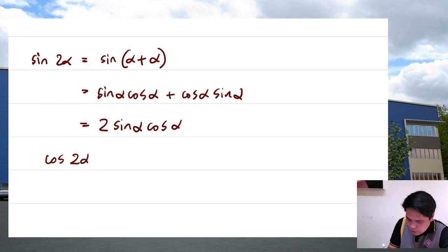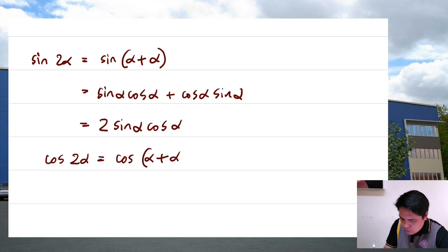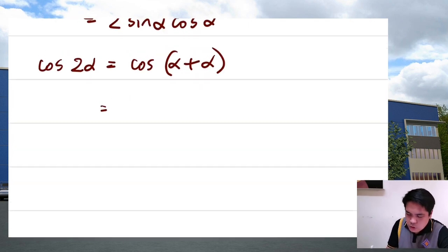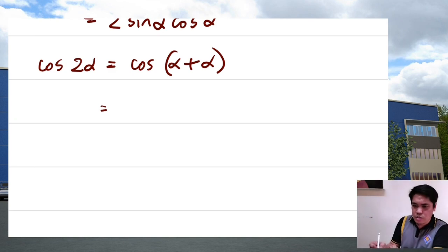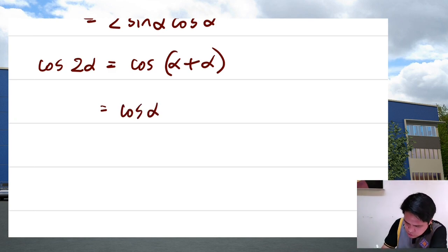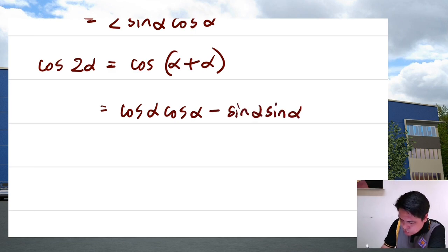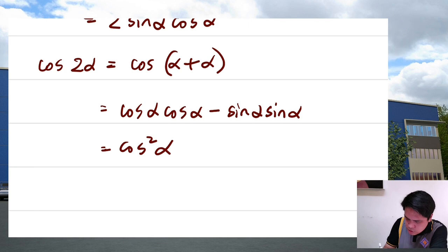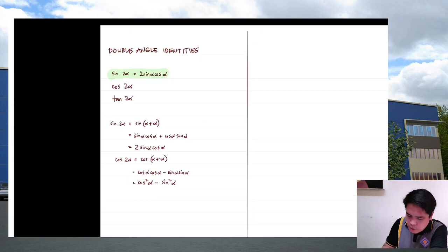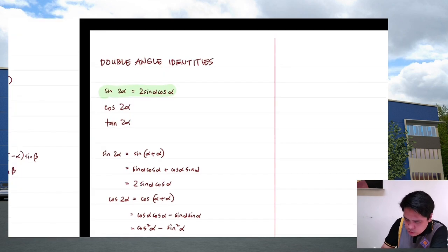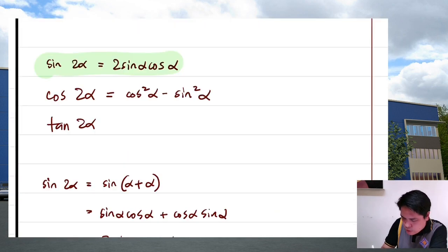Now for cosine 2 alpha, that is the same approach. We use the same approach. We have cosine of alpha plus alpha. And if you recall, for cosine of alpha plus beta, it's cos cos minus sin sin. Then you just simplify, that's cosine squared alpha minus sine squared alpha. So therefore, cosine 2 alpha is equal to cosine squared alpha minus sine squared alpha. Again, you need to memorize this.